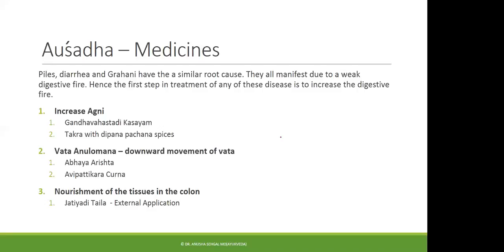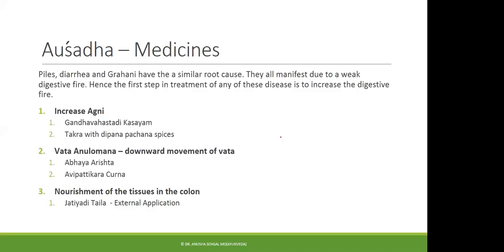Okay, so for piles, diarrhea, and for Grahani, the root cause is again decrease of the Jataragni, or Mandagni, and therefore the first and foremost line of treatment is to increase the Agni. Increasing the Agni for Arśas and increasing the Agni in Grahani is exactly the same thing. So everything that we learned about different methods for increasing the Agni in Grahani can also be applied for the treatment of Arśas.